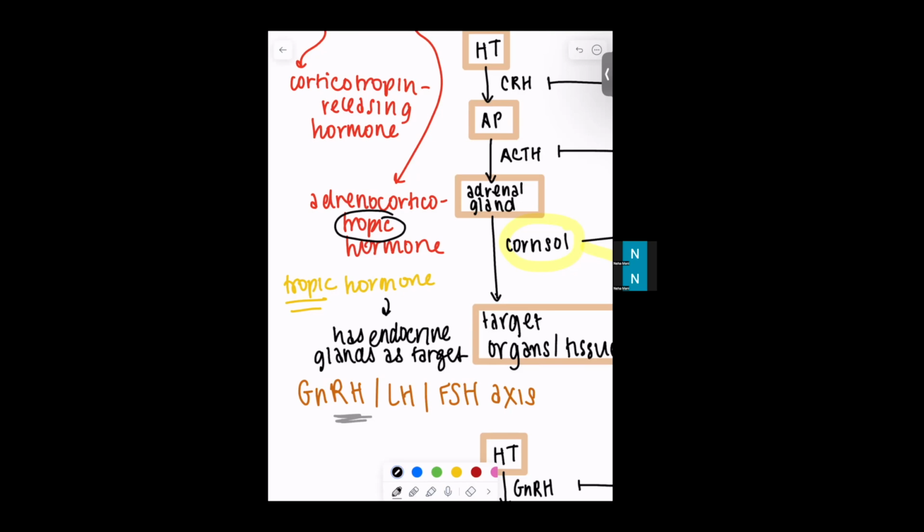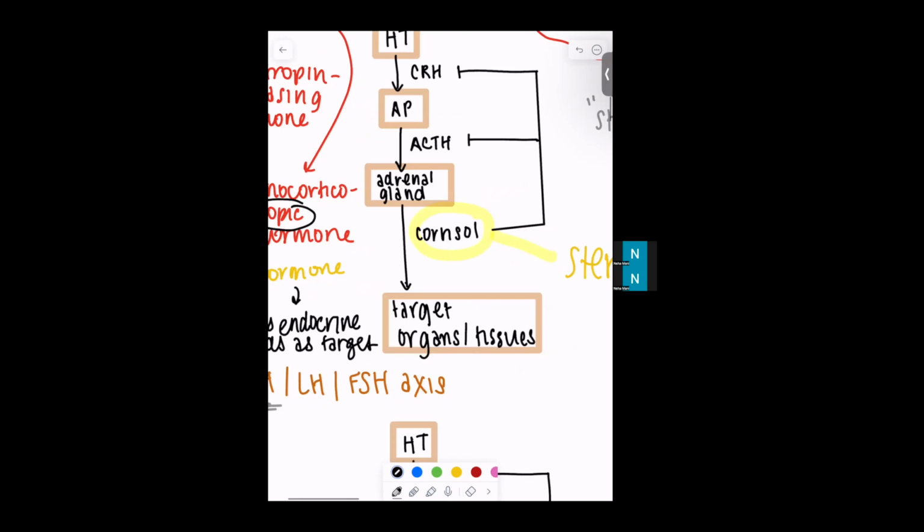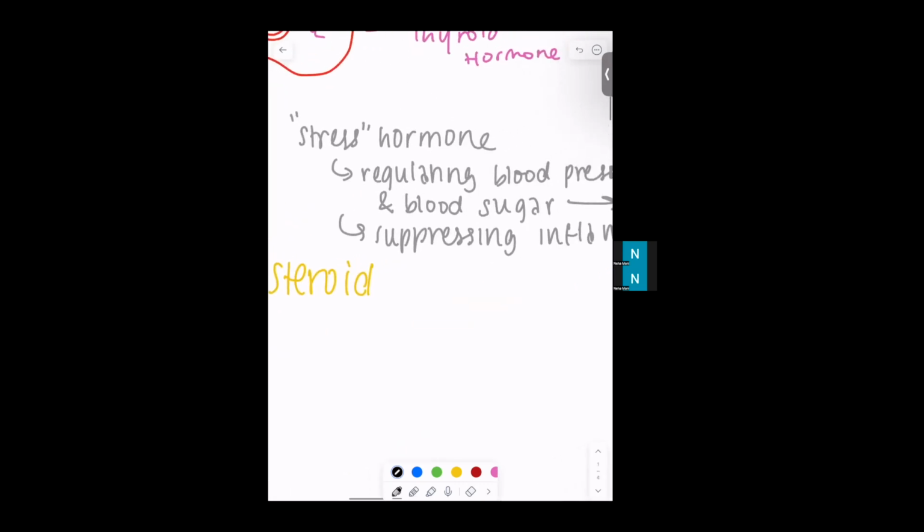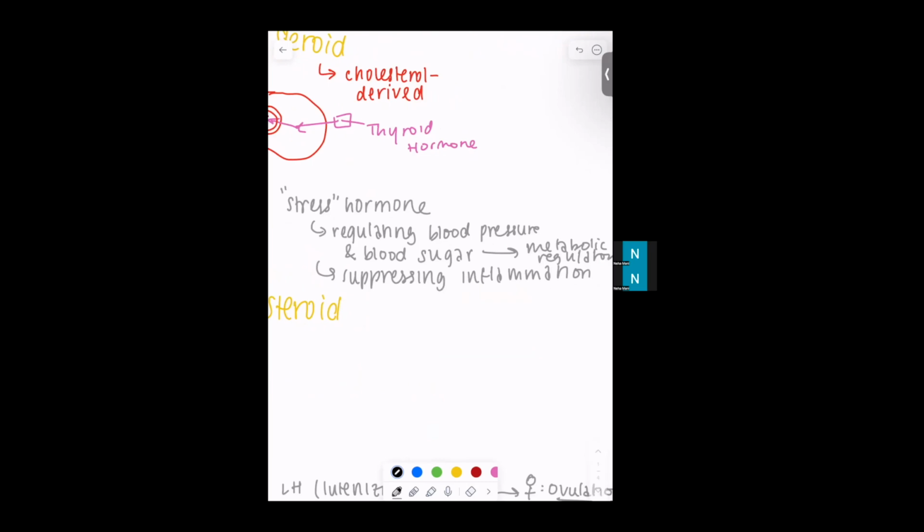And so adrenocorticotropic hormone will now stimulate the adrenal gland to produce cortisol. And cortisol has a variety of targets. And you might have heard of cortisol before. It's typically seen as the stress hormone. It regulates quite a few processes, but I would say the most talked about processes would be regulating blood pressure, blood sugar, metabolism, and also involved in suppressing inflammation.